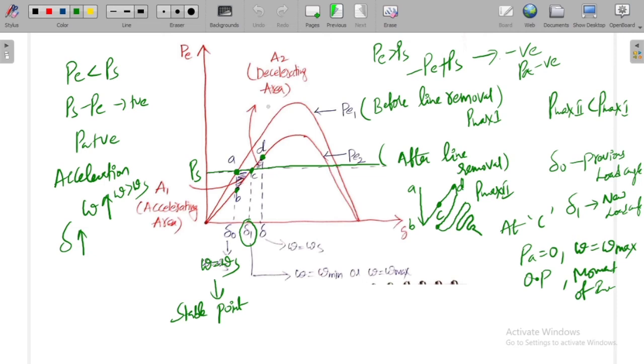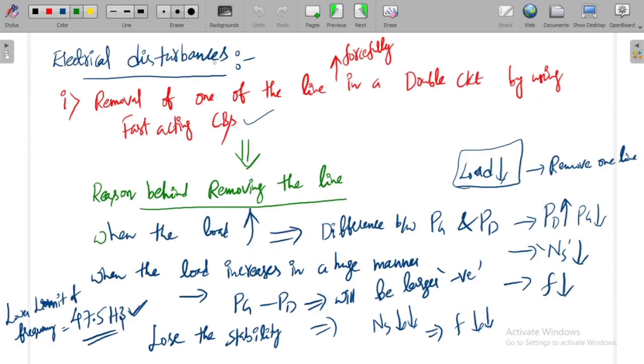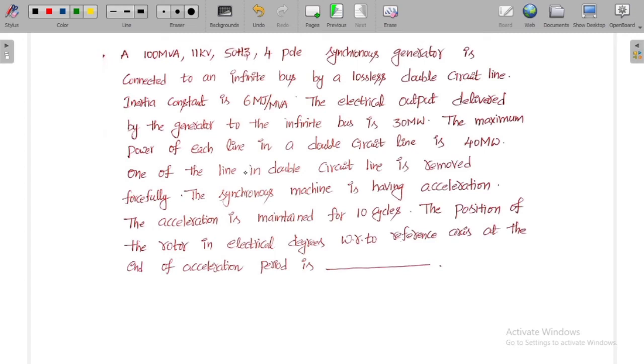Electrical disturbance means the sudden removal of one of the lines forcefully in a double circuit by using fast acting circuit breakers. Related to this electrical disturbance, we will solve a problem, and this is the last one for today's video. This is the numerical problem which we will solve in this video. This is a very important and very simple problem, and it is asked many times in examinations.